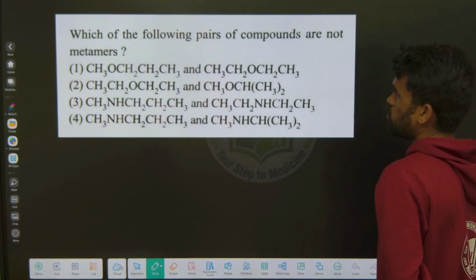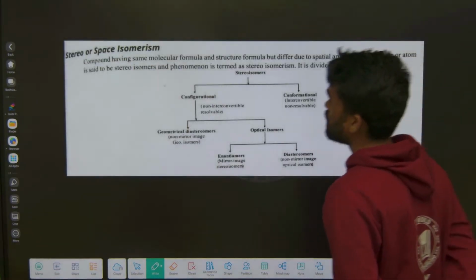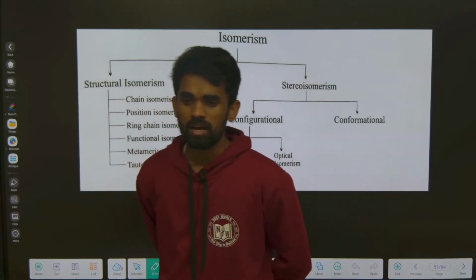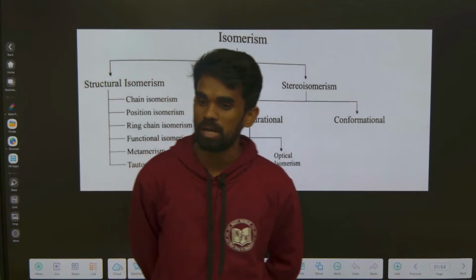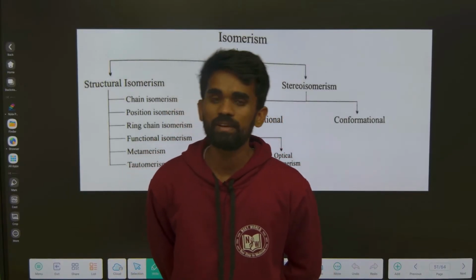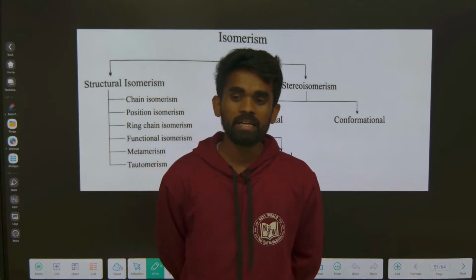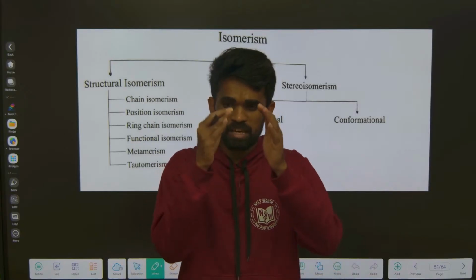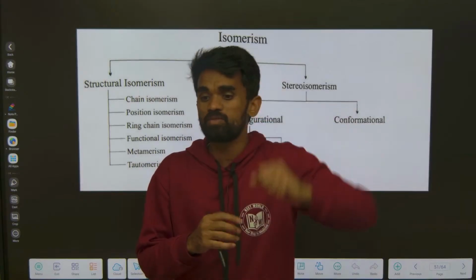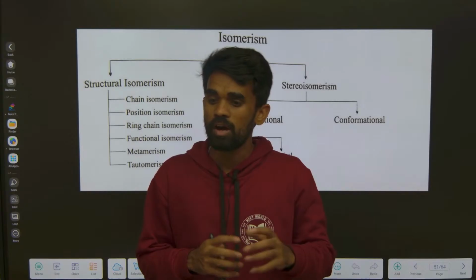Okay, next we'll move forward to isomerism. So tell me, what do we mean by isomers and isomerism? Isomers are those compounds having the same molecular formula, but they might differ in their structure. If they differ in their structure, we call them structural isomers. But there are some compounds having the same structure, but the three-dimensional arrangement of atoms is different. Then those are considered stereoisomers.